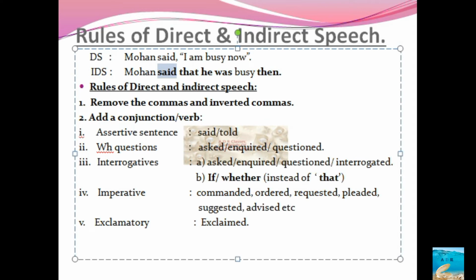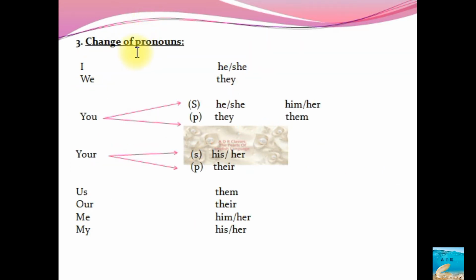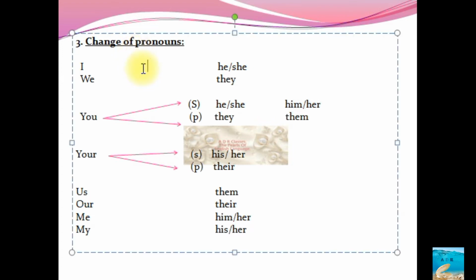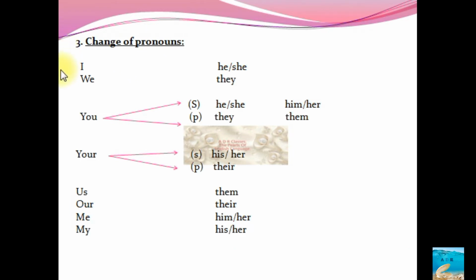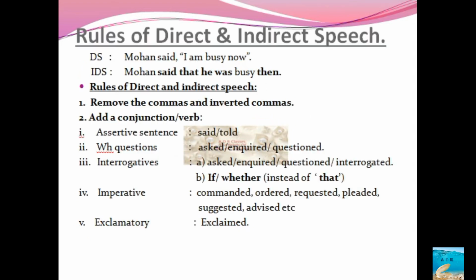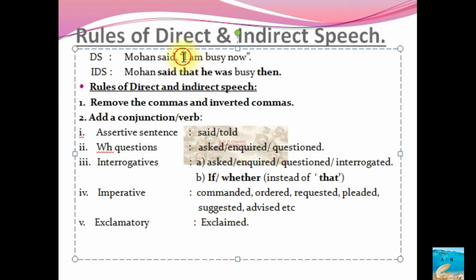Can we move on to the next rule? Yes, the third rule of direct and indirect speech is change of pronoun forms. What is a pronoun? A pronoun is a word that is used instead of a noun. So if there is a pronoun form in the direct speech, definitely you are supposed to convert that into indirect. See here, I is a pronoun that has been used. Now you are supposed to use I as he. Now this is very important. I'll come to that concept now.